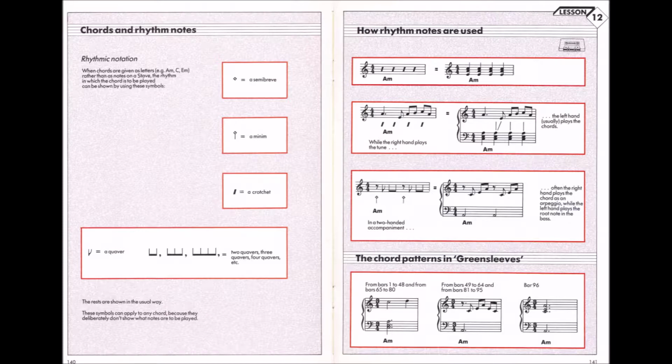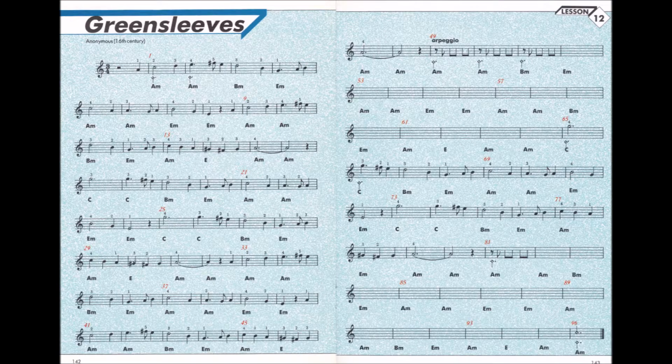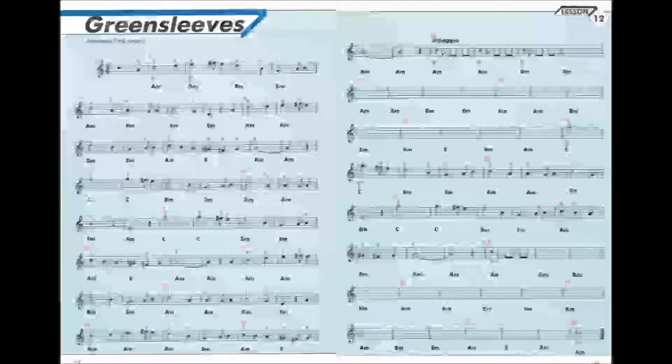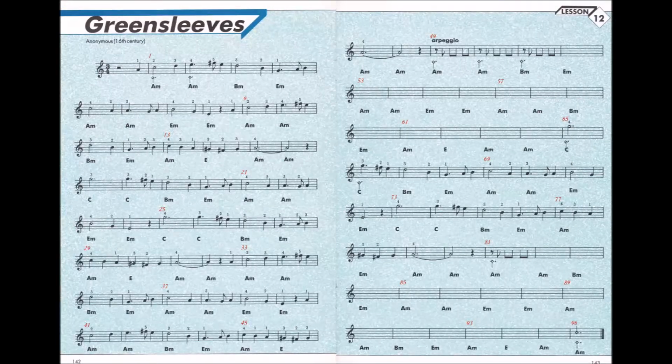Still confused? In practice, the rhythmic notation system is a lot simpler than it seems. And to prove the point, let's apply it to a piece you already know, Greensleeves from the last lesson. On pages 142 and 143 of your booklet, you can see the music for Greensleeves written in a new way, with the melody shown conventionally on the treble clef of the stave, and below it the harmony written in rhythmic notation.